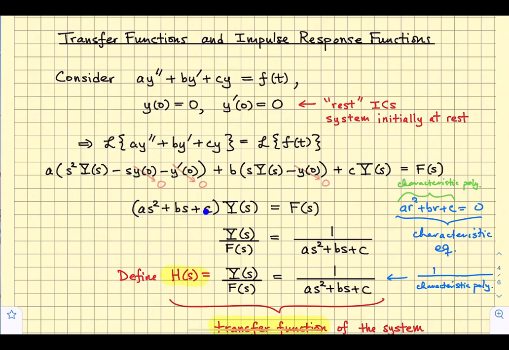But this is the characteristic polynomial. And now if you isolate not Y of S, but big Y of S over big F of S, you're always going to get 1 over the characteristic polynomial. So we're going to define the ratio of big Y of S to big F of S as a new function called big H of S.